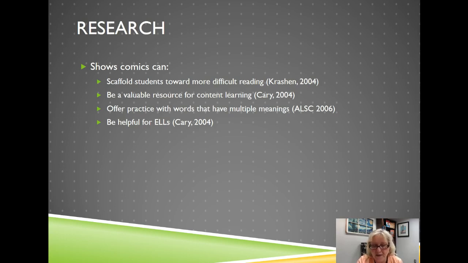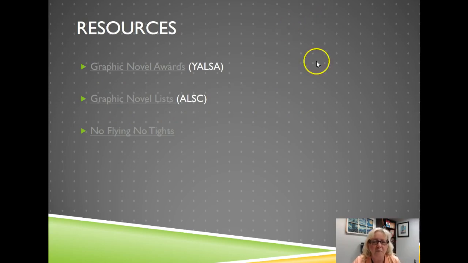If we looked at some of the great nonfiction books we had there, they offer practice with words that have multiple meanings. When a word has multiple meanings, the images will give you the clue as to which meaning to use, and can be helpful for English language learners, again, because of the contextual clues provided by the images. So some resources.